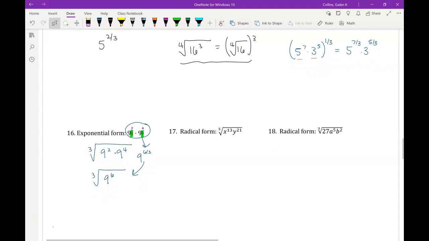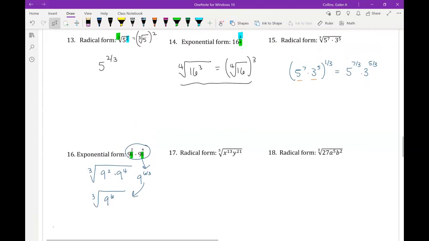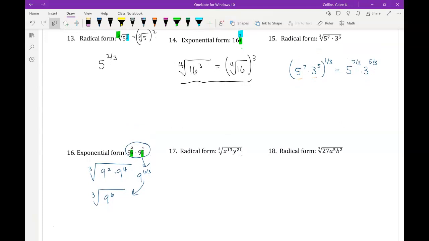All right, in number 17, I'm going to do this one in 2 steps like we did number 15. So again, the index of my radical, that little number, tells me what root I'm taking. So that's my 5th root. And this becomes x to the 13th times y to the 21st power, and then all of that raised to the 1/5 power. Because taking the 5th root of something is the same as raising that thing to the 1/5 power.